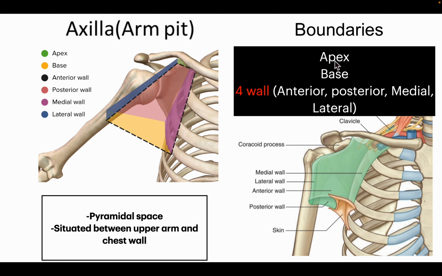boundaries that are known as the apex, base, floor, and the anterior, posterior, medial and lateral walls. You can see here in the diagram, at the top this is known as the apex, this is the medial wall, lateral wall, the floor, and again we have the anterior and the posterior wall. Here also the green colored area is indicating the boundaries of the axilla.